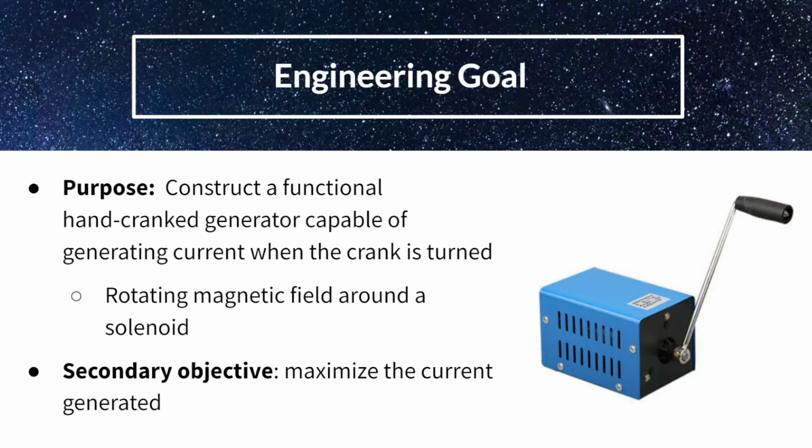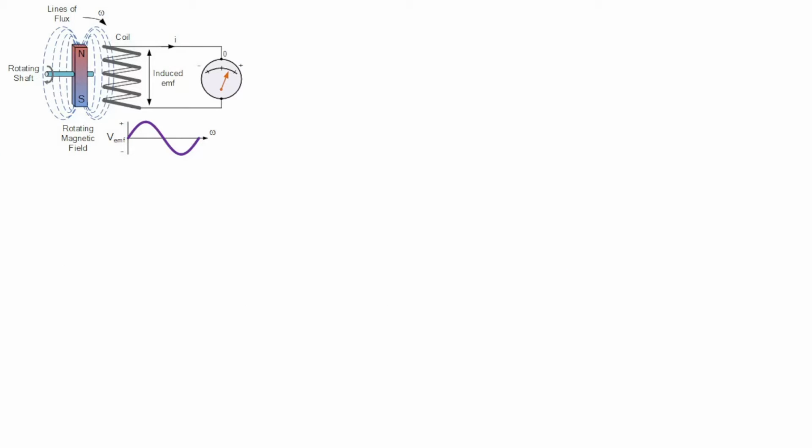Our secondary objective, if we were able to complete the main purpose with additional time remaining, was to maximize the current generated by the device, which was measured using a multimeter. So, for a hand crank generator, you turn the crank, you get a current. But how does this actually work?